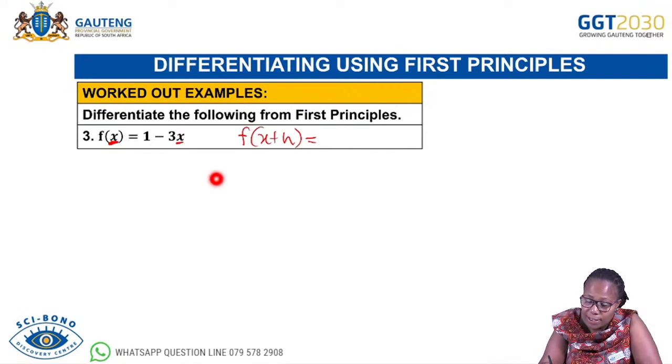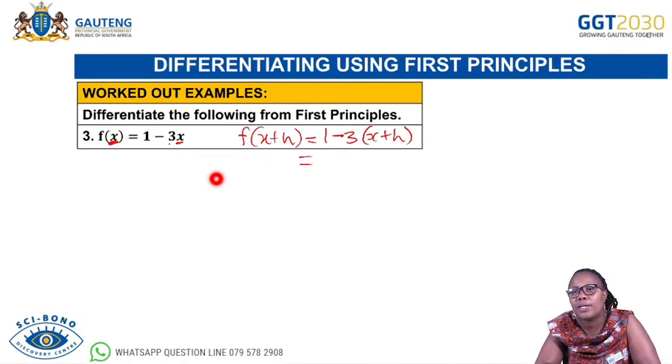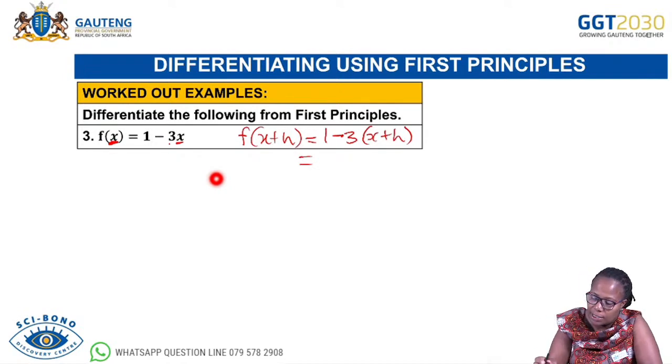So that will be what? A 1 minus a 3. But for x, I am now changing this to x plus h because I'm looking at f at x plus h. There you are. Continue. We have a bracket. We can't leave this with brackets. We need to simplify those brackets. Let's see now. We have 1 minus 3x minus 3h. Correct. Therefore, this is our f at x plus h for that particular expression.